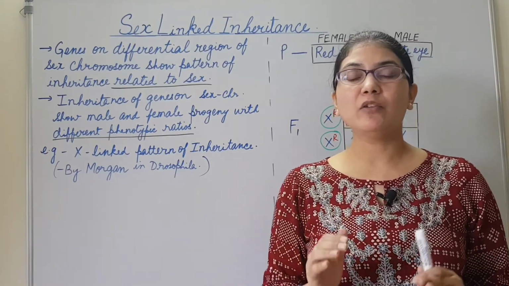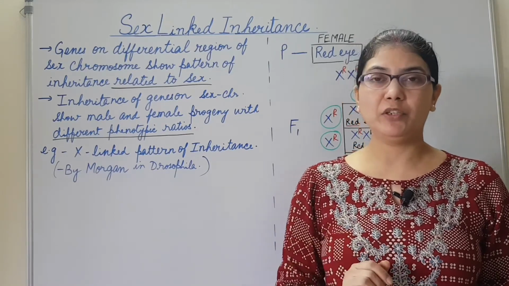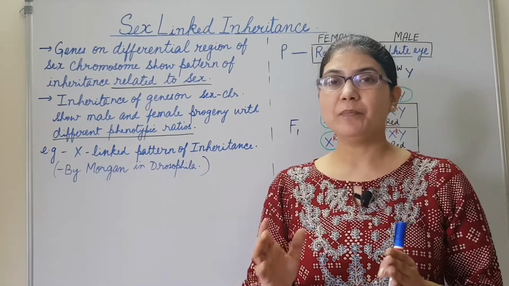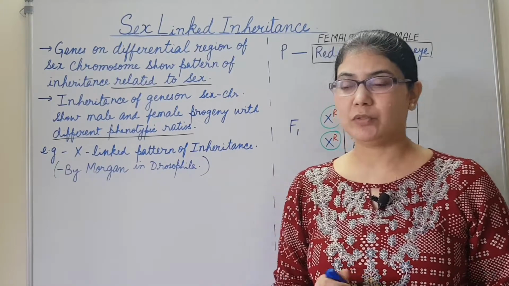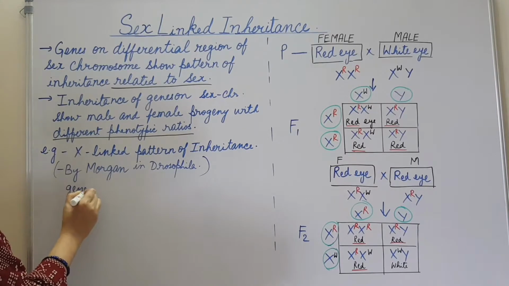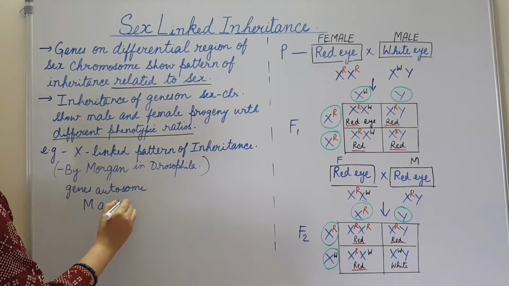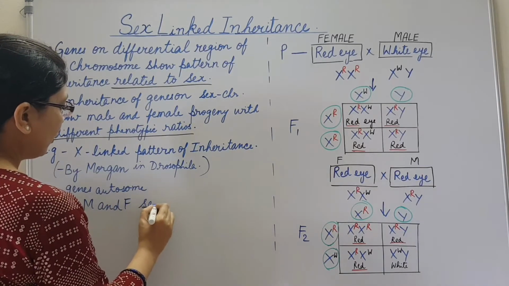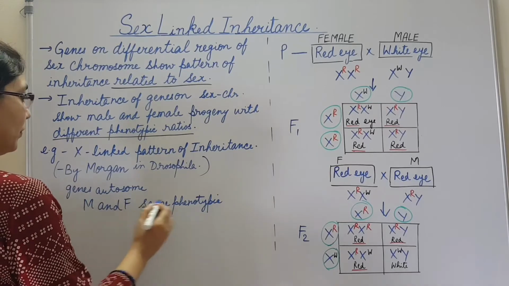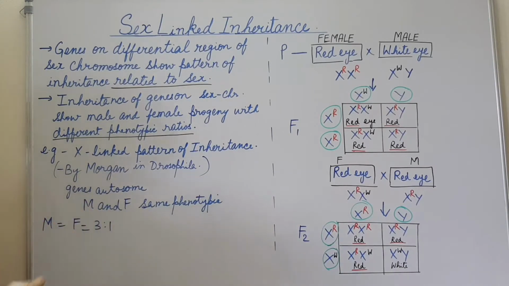If we see the inheritance pattern of genes present on the autosomes, then the male and the female progeny that are produced show the same phenotypic ratio. But in the case of the inheritance pattern of genes on the X chromosome, the male and the female progeny that are produced have different phenotypic ratios. It means if we see the inheritance pattern of genes on autosomes, here male and female progeny produced have the same phenotypic ratio, as explained by Mendel. If the phenotypic ratio is 3:1, then both male and female will have the phenotypic ratio of 3:1.